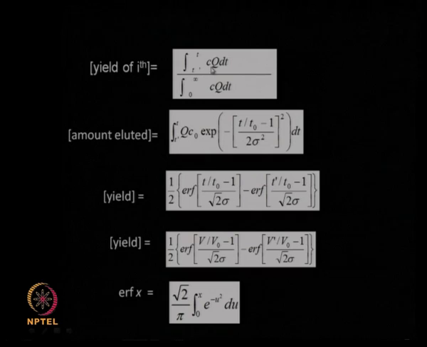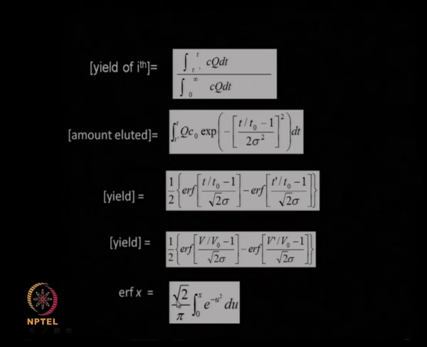So what do we do? We substitute for C here like this, and then when you integrate you end up with yield is equal to half of 1 by 2 error function (T by T naught minus 1) divided by square root of 2 sigma, minus error function (T dash by T naught minus 1) divided by square root of 2 into sigma. So the yield, if you are collecting the sample between time T dash and T, is given by this. What is this error function?